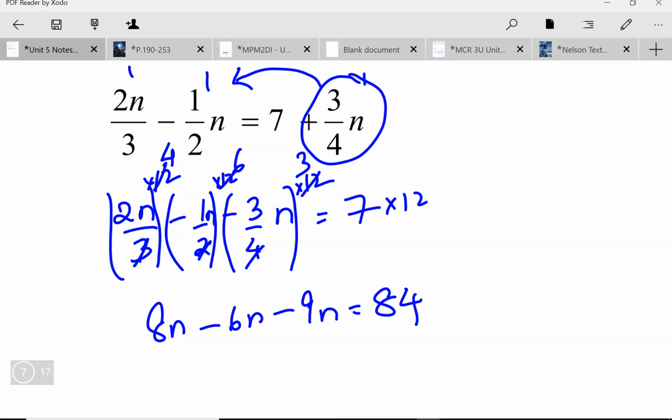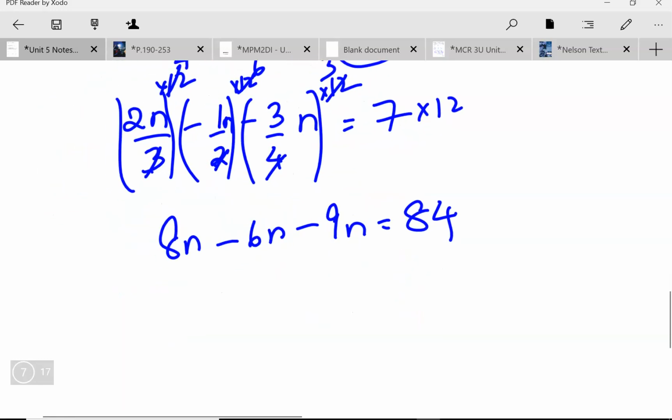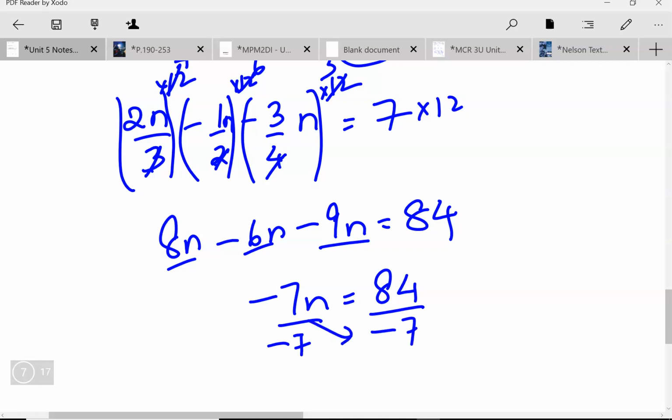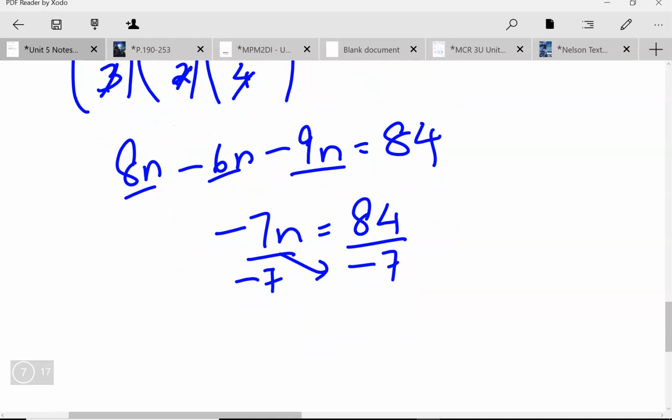That's what I'm going to do. And now I do 8n minus 6n minus 9n is 2n minus negative 7n equals 84. Divide both sides by negative 7, or move the negative 7. Again, because you're splitting up a term, you're going to move it. It's going to be a numerator denominator flip.